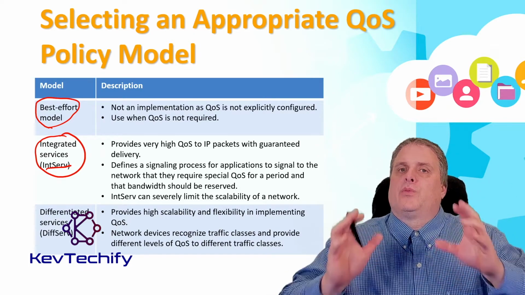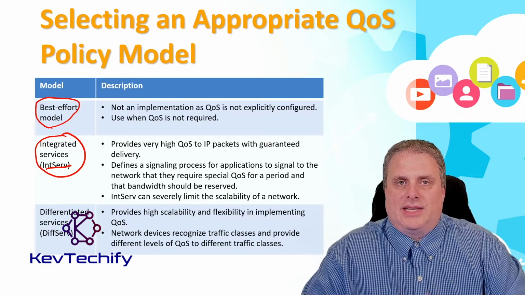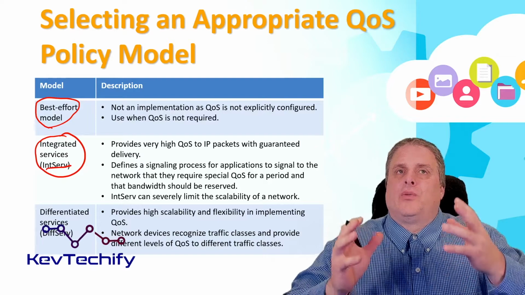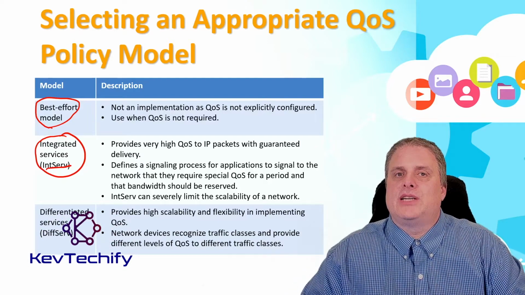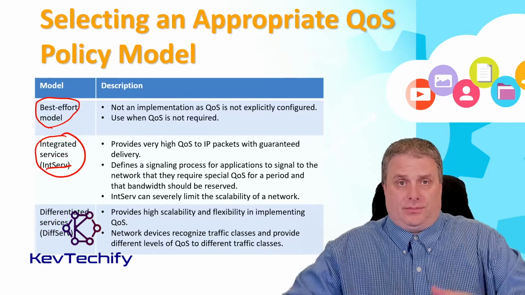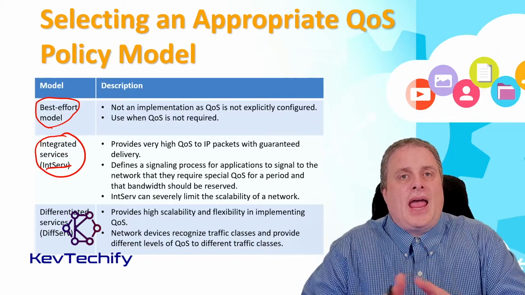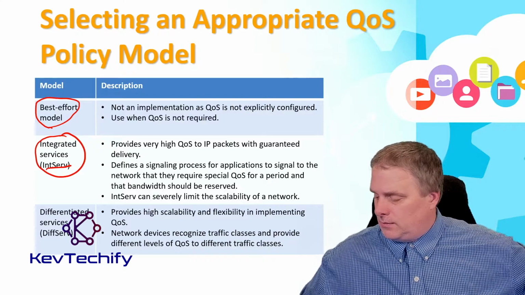Now, INSERV is very resource intensive. Because it's resource intensive, when you try to scale this onto really large networks, it just doesn't work because of all those requests to make that dedicated bandwidth happen between point to point.